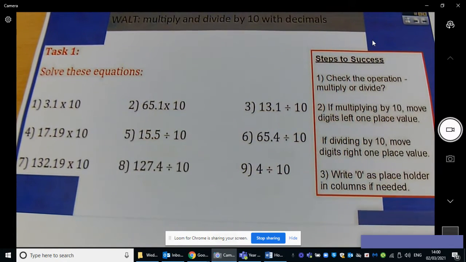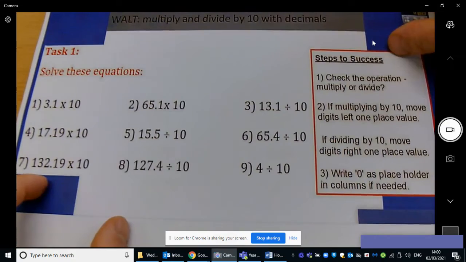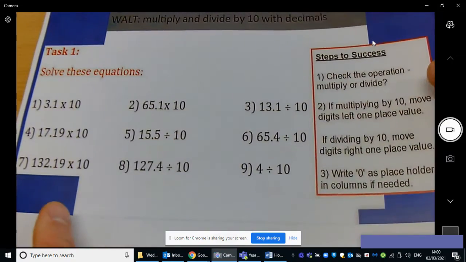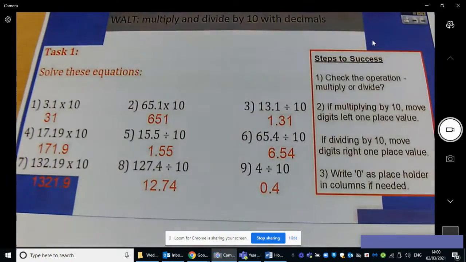Okay, so hopefully that's given you a chance to finish those. Grab your different color pen or pencil. Let's look at the answers here. There we go. I think the only one that might be hard to see on your screen is this one here. It says 1321.9.